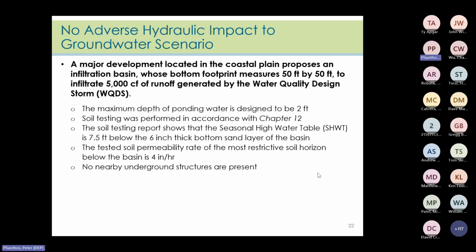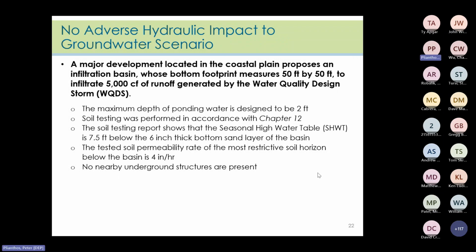For the first example, a major development located in the coastal plain proposes an infiltration basin whose bottom footprint measures 50 feet by 50 feet to infiltrate 5,000 cubic feet of runoff generated by the water quality design storm. And a couple other notes. The maximum depth of ponding water is designed to be 2 feet.